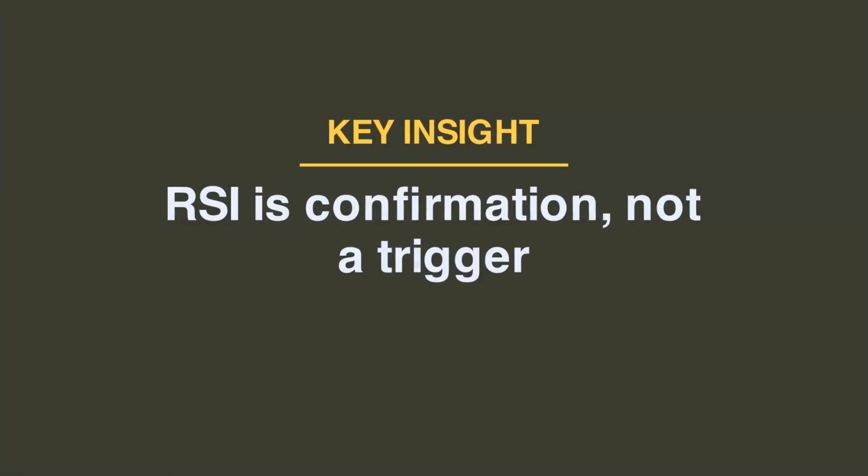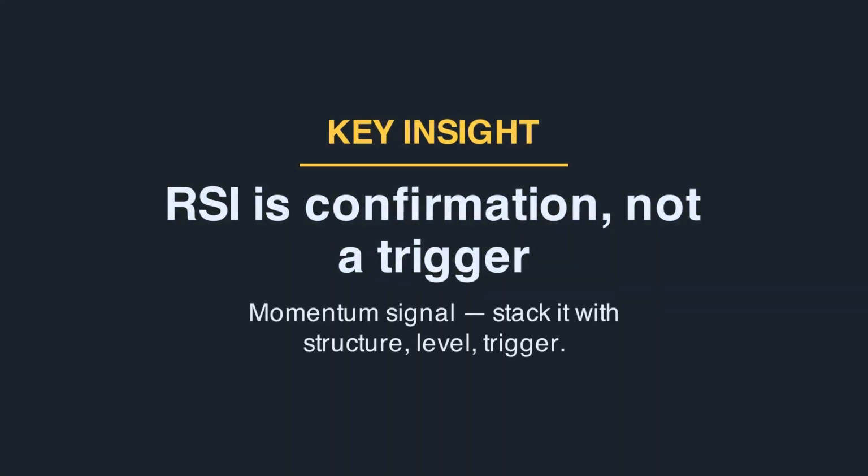And place it correctly. RSI is the momentum layer of the Confluence method. It confirms that force is behind a move, but it is not a standalone trigger. Its job is to agree with your structure, your level, and your entry candle. When momentum lines up with the other three signals, you have conviction. When it fights them, you stand aside.